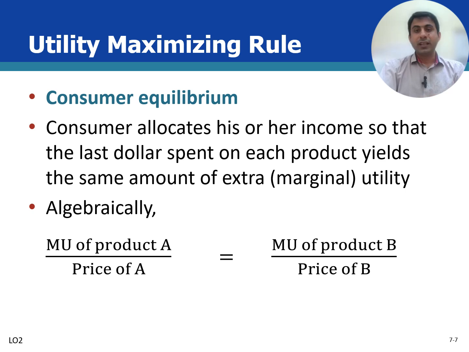Algebraically, we can say the equilibrium condition is that the marginal utility of product A per dollar must be equal to the marginal utility of product B per dollar. Here MU denotes the marginal utility, and the prices are for products A and B respectively. So we have two products, A and B. The marginal utility of product A divided by the price of A must be equal to the marginal utility of product B divided by the price of B.